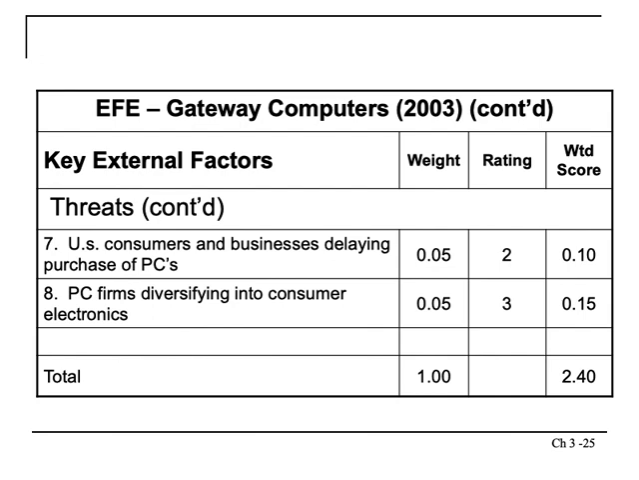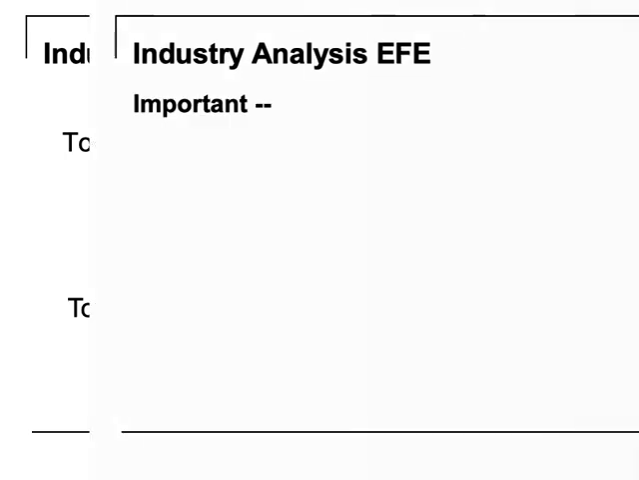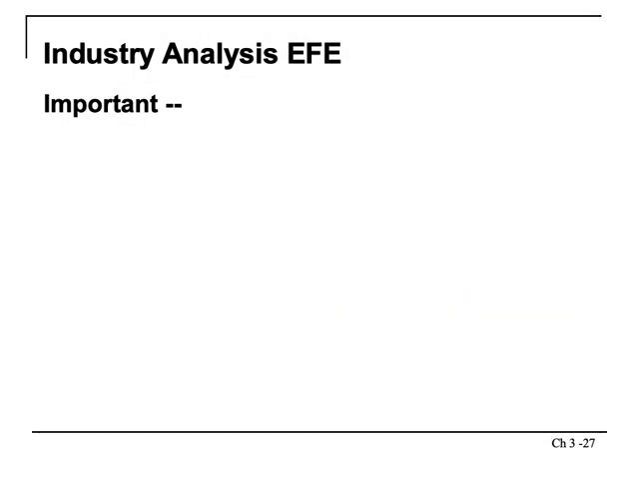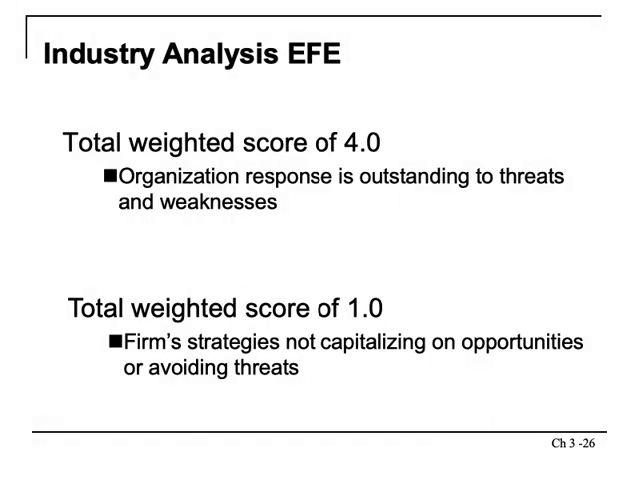And then you calculate your total weighted score, which says this company is operating above average. Right? This is an above average company. Right. That is your external factor evaluation matrix. If it is 4, it just suggests it is outstanding in terms of its threats. That's an error, threats and opportunities.